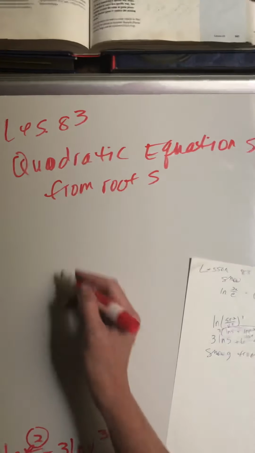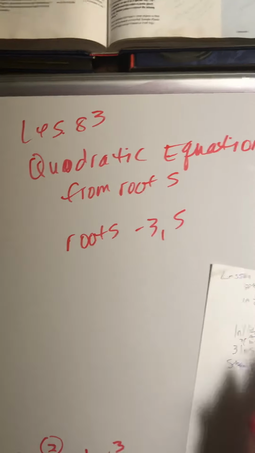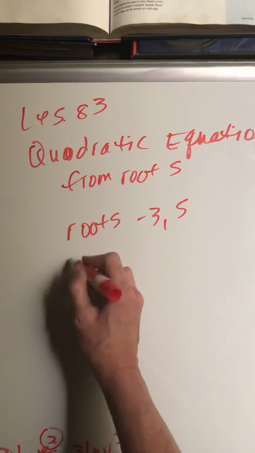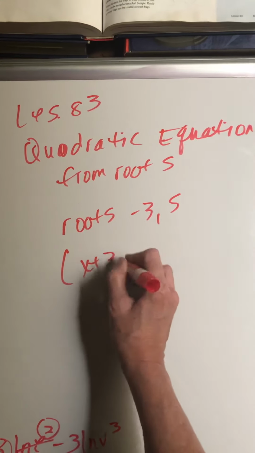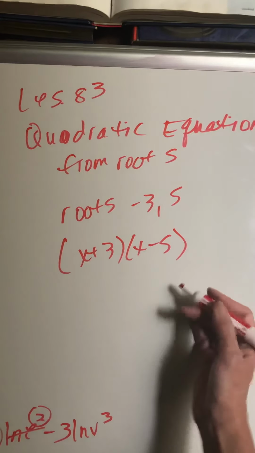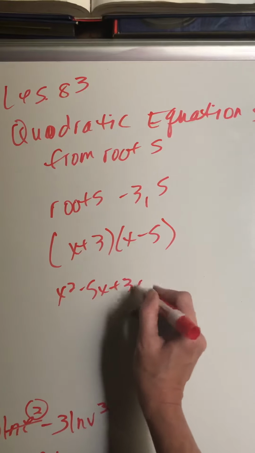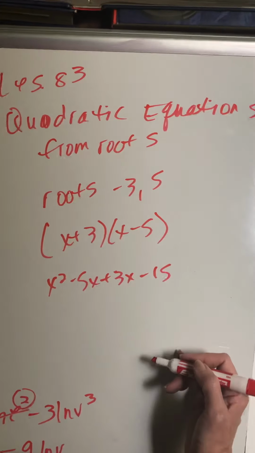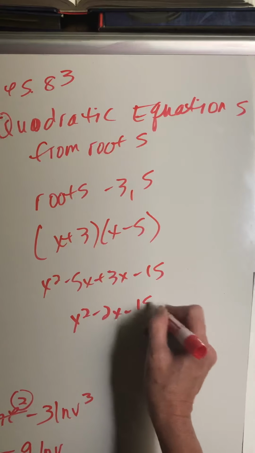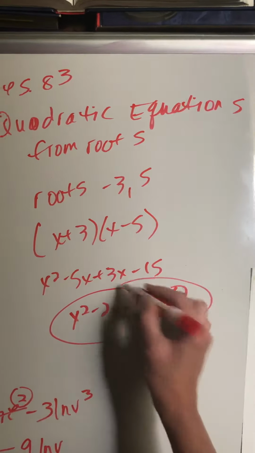So let's see. Our roots are -3 and 5. Those are our roots, -3 and 5. So if those are our roots, that means in parentheses, they were actually x plus 3, x minus 5, because they changed signs. Then you just do FOIL, x squared minus 5x plus 3x minus 15. Not going to go slow through FOIL. Y'all should know how to FOIL. X squared minus 2x minus 15 equals 0 because they ask for an equation.